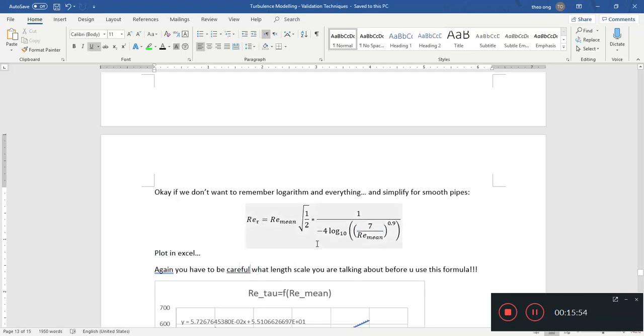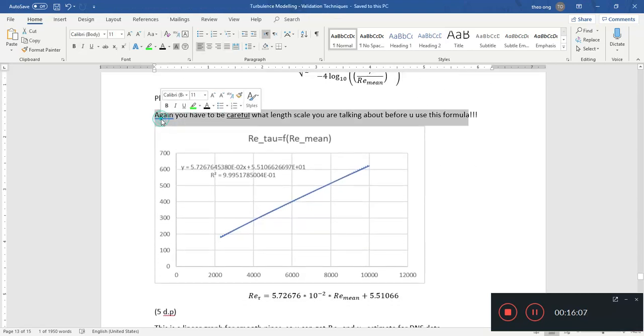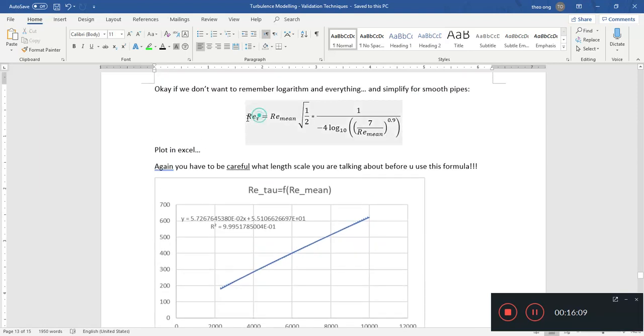Now one more, again, I want to remind you to be careful what length scale you're talking about when you use this formula, because this only applies to pipes. So you have to be careful what length scale you're talking about when you take this friction Reynolds number here. Alright, so don't make the careless mistakes.